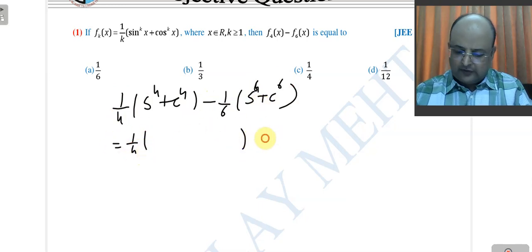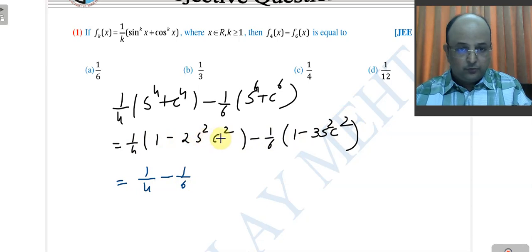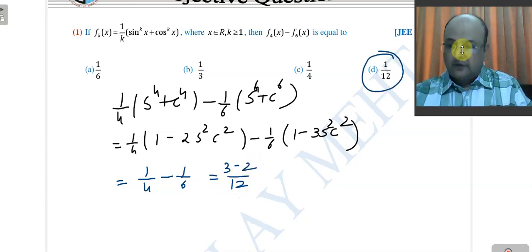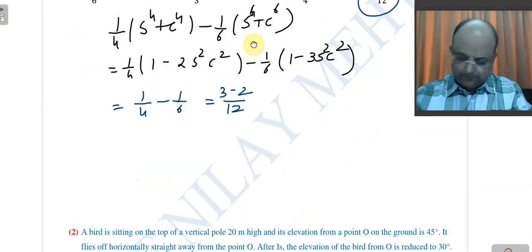One beautiful formula that you must be knowing about s raised to 4 plus c raised to 4 is 1 minus 2 sine square cos square, and this is 1 minus 3 sine square cos square. We did it in 11th also. If you split this, 1 by 4 minus 1 by 6, minus 1 by 2 sine square cos square plus 1 by 2 sine square cos square, gone. 1 by 4 minus 1 by 6. If you take LCM, your LCM is 12. This is 3 minus 2, so answer will be 1 upon 12. It was asked in 2014. So it is easy. We go for this.